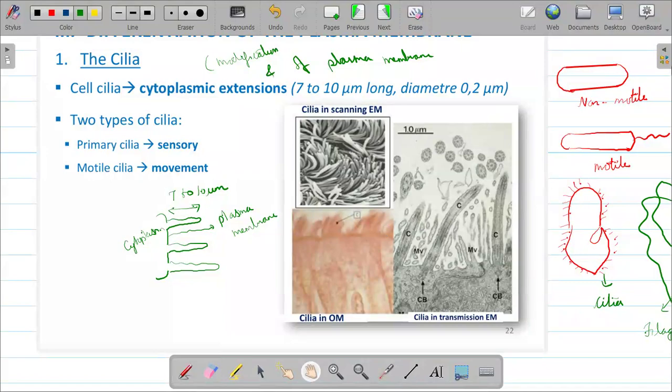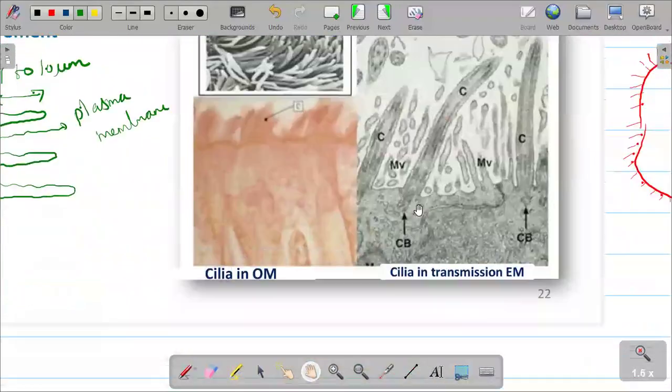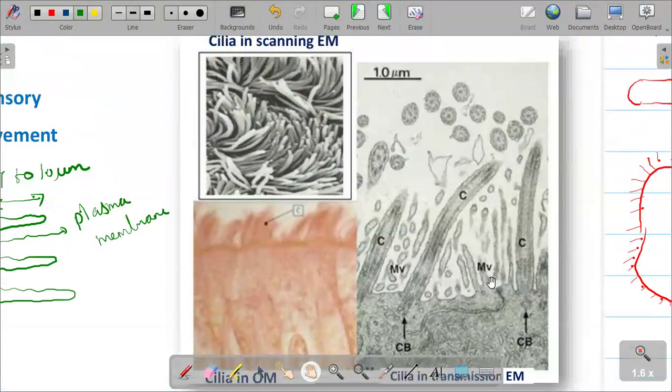Now you can see this is an electron micrograph they have given you with the size here. It's a diagram of cilia under an ordinary microscope and cilia under a transmission electron microscope. You can see how these modifications are there. This one is your plasma membrane, and the extension of the plasma membrane is your cilia. The contents of the cytoplasm are also thrown into it, so we call this a cytoplasmic extension.